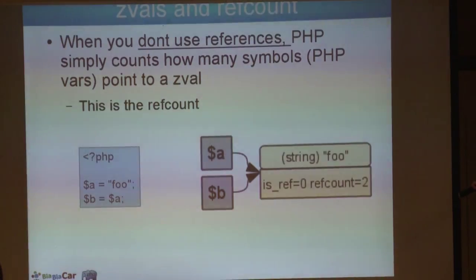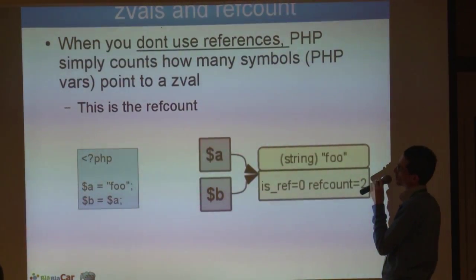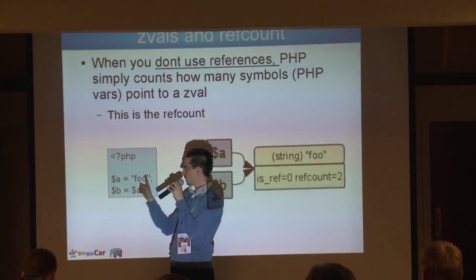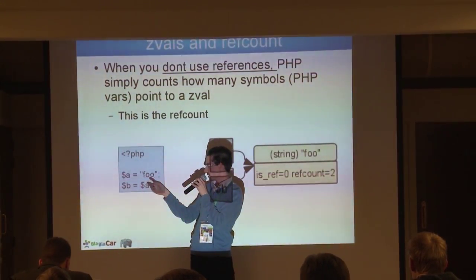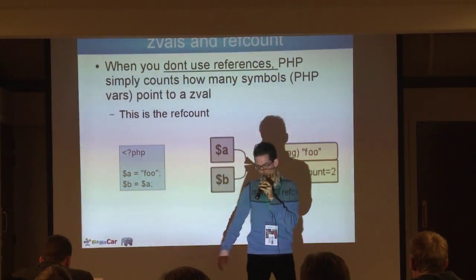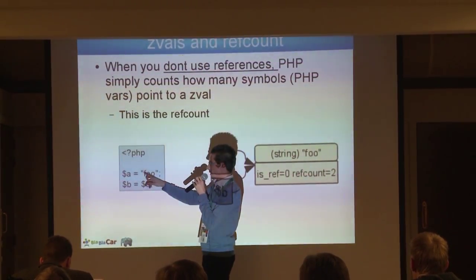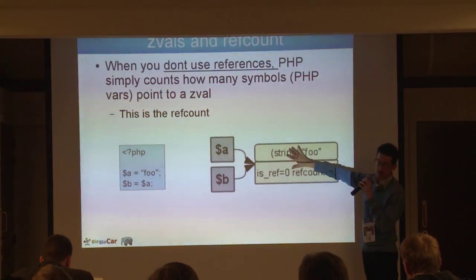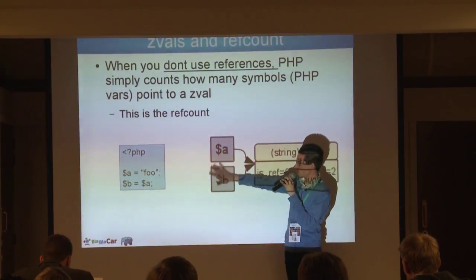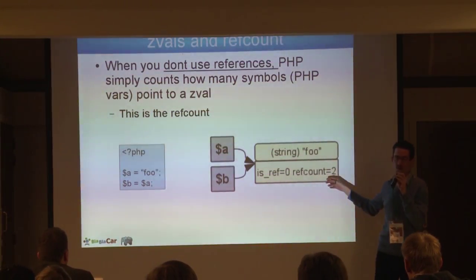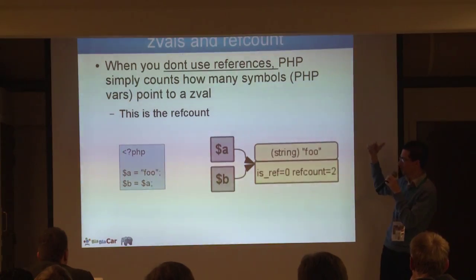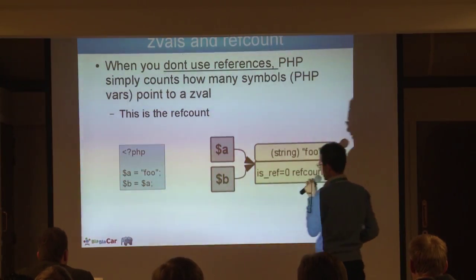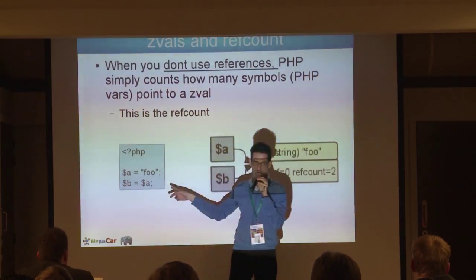When you don't use references, PHP simply counts how many symbols, PHP variables, point to a value. So when you have $a equals foo, you allocate something like 3 bytes. It's not really 3 bytes, because you have the end backslash zero, and you have a structure as well. And when you copy it to $b, you see that both symbols point to the same value. So PHP allocates memory only for one string foo, even if you have two variables pointing to it. So here, PHP will not duplicate the memory.